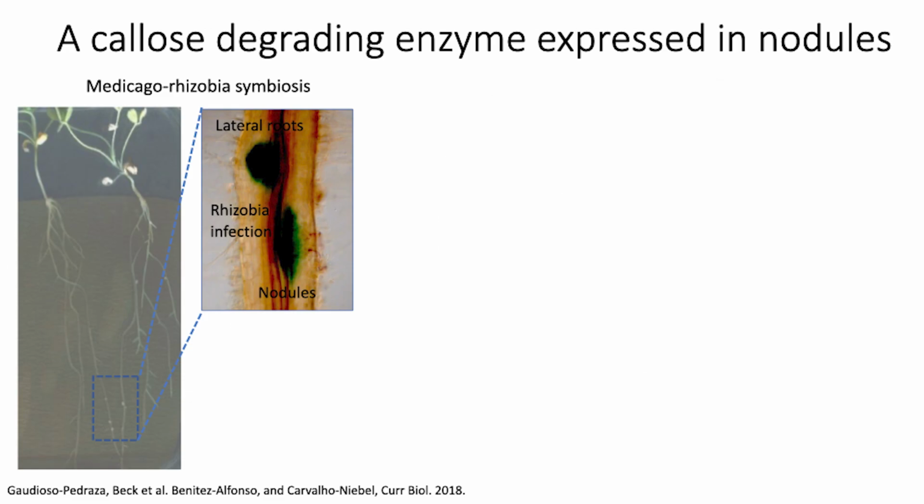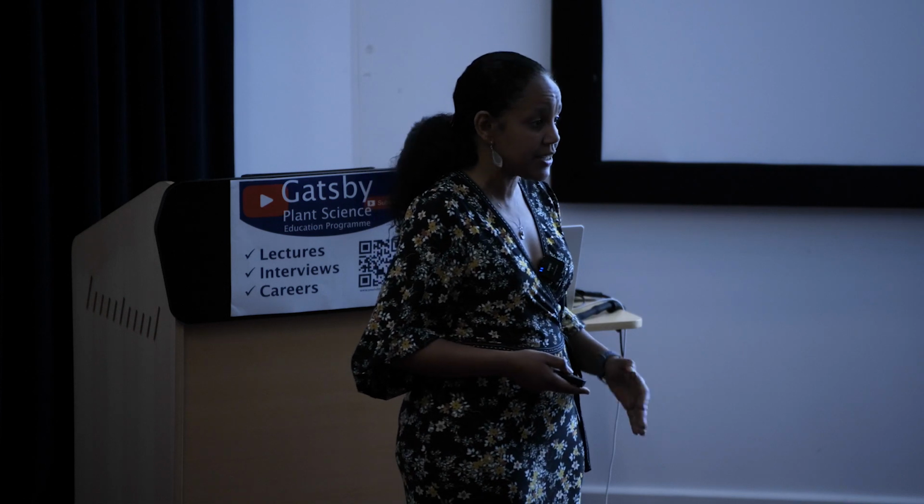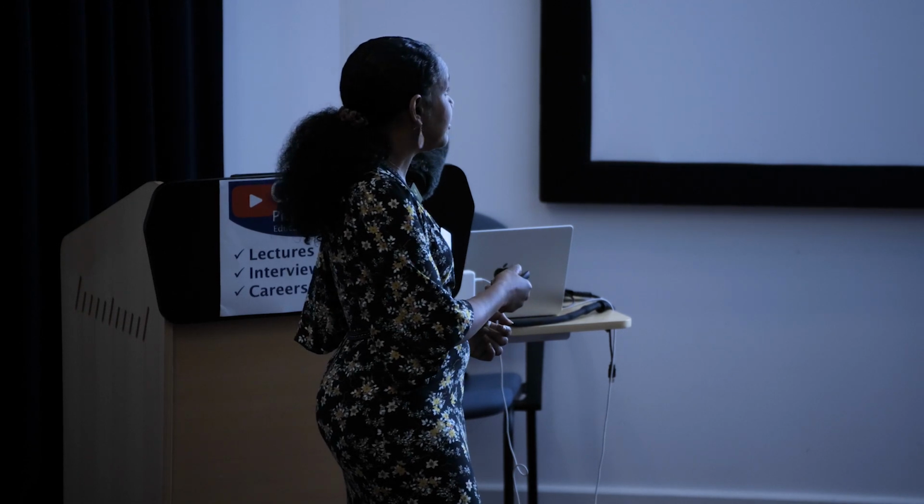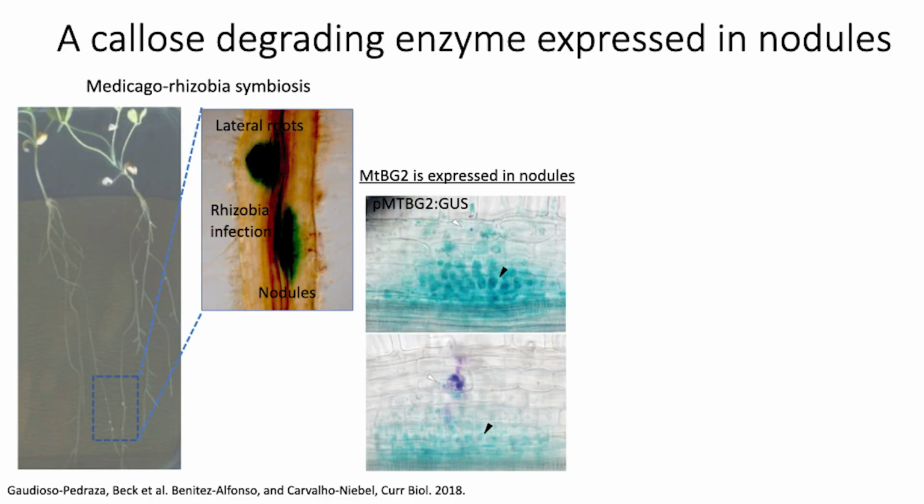And to do that, we use a model plant, Medicago truncatula. This is a legume, and it forms lateral roots and nodules in response to rhizobia infection. So we looked for enzymes involved in callose biosynthesis or degradation that would be expressed in these nodule regions. And to make the long story short, we found a beta-1,3 glucanase, a callose-degrading enzyme, expressed in this nodule region and also co-expressed with the infection thread here in purple, which drives the bacteria into these internal cell layers.